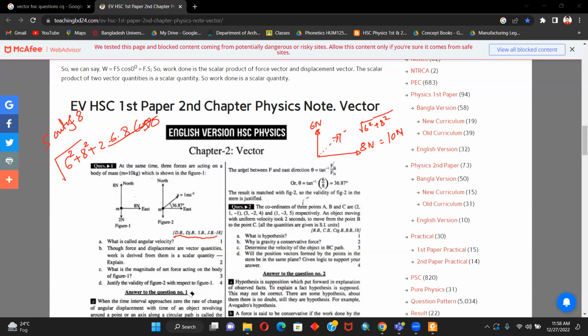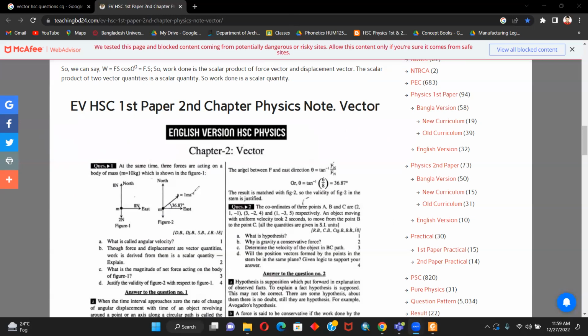All right, and the next one: justify the validity of figure 2 with respect to figure 1. Okay, what does that mean? Just justification of figure 2 with respect to figure 1. Okay, this is a mass and this is an acceleration of 1 meters per second squared. So that means in this direction, 10 Newton.